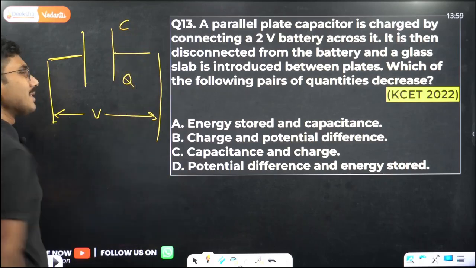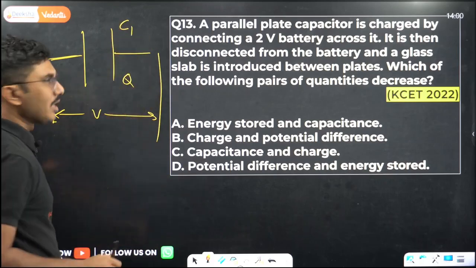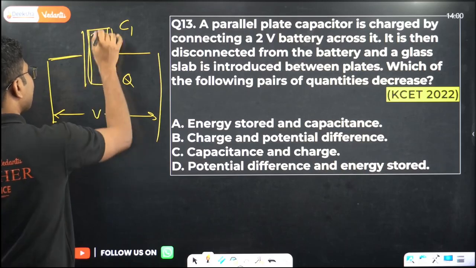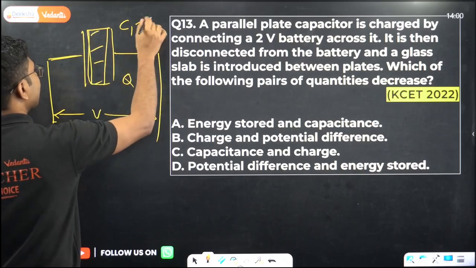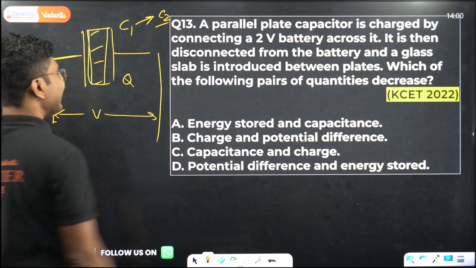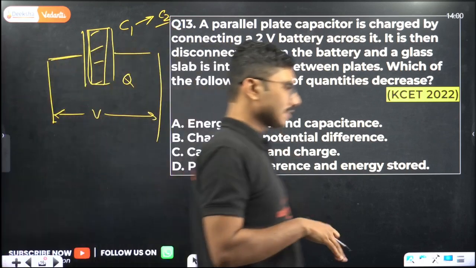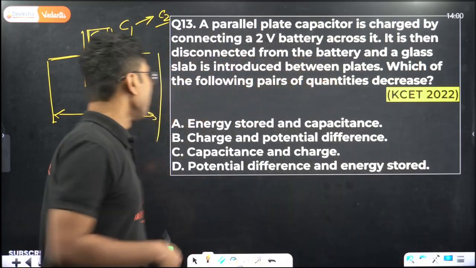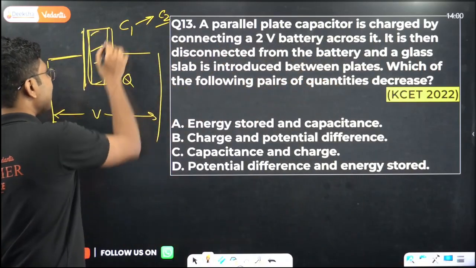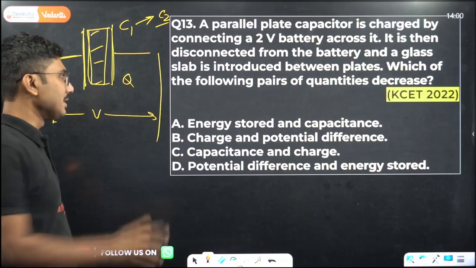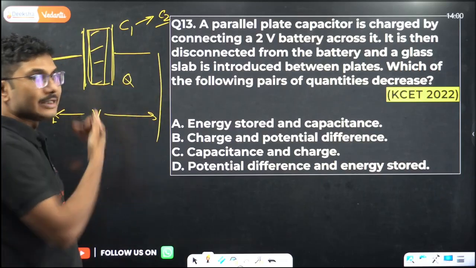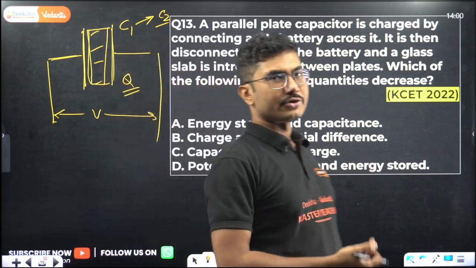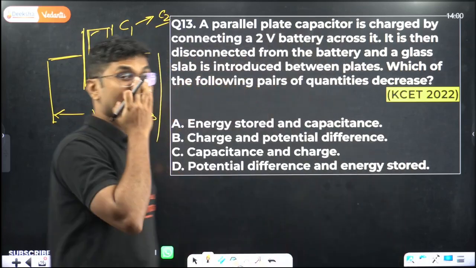Initially the capacitance was say C1. Now when you add a dielectric slab, the first thing that will happen is that the capacitance will increase. So C2 will be increased. As soon as you add a dielectric slab, the capacitance increases, right? But being an isolated system, this capacitor is not connected to anything else. So the charge should remain constant. The charge should remain constant, capacitance should increase.